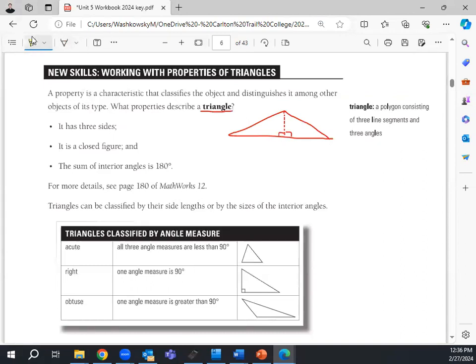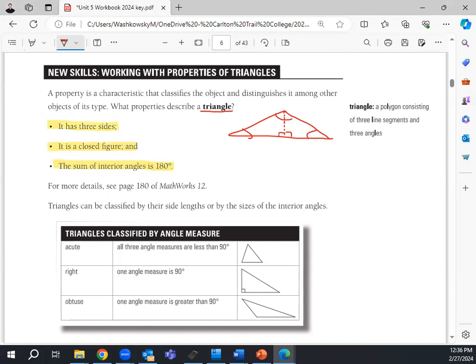So how do we know something's a triangle? It sounds like a really easy question, but I've taken college level classes about proving something's a triangle. How do you know it? It has three sides. It's a closed figure. That means all the sides are touching the other side. And the interior angles add up to 180, right? Because you have three angles in any triangle. You add all three of those up, you'll always get 180. None of that's new information to us.